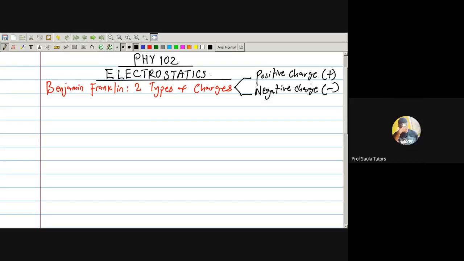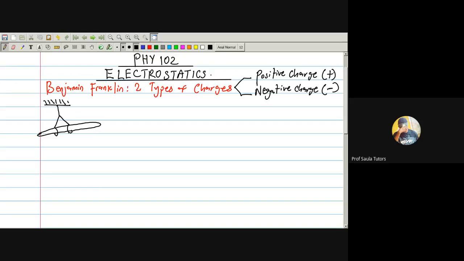So how do we even verify that we have two types of charges? Let's quickly look at this simple experiment to verify that we have two types of charges. Let me quickly sketch a simple diagram.